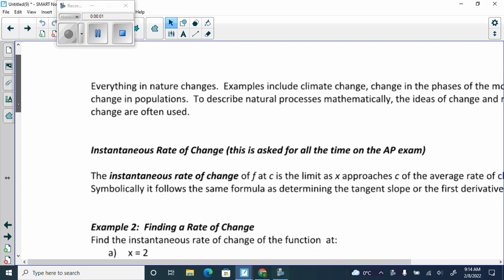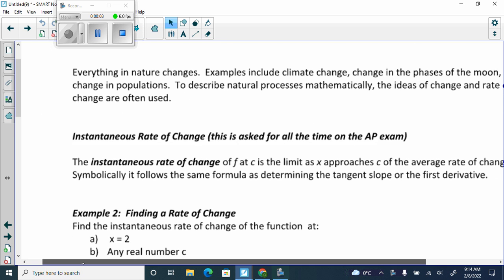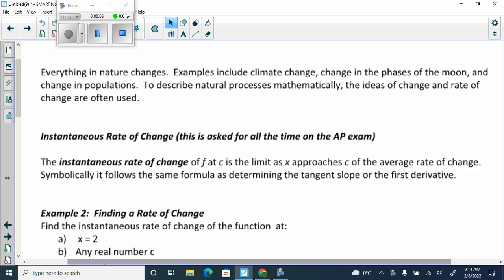Okay, so here we have everything in nature changes. Examples include climate change, the phase of the moon, change in populations. To describe natural processes mathematically, the ideas of change and rate of change are often used.